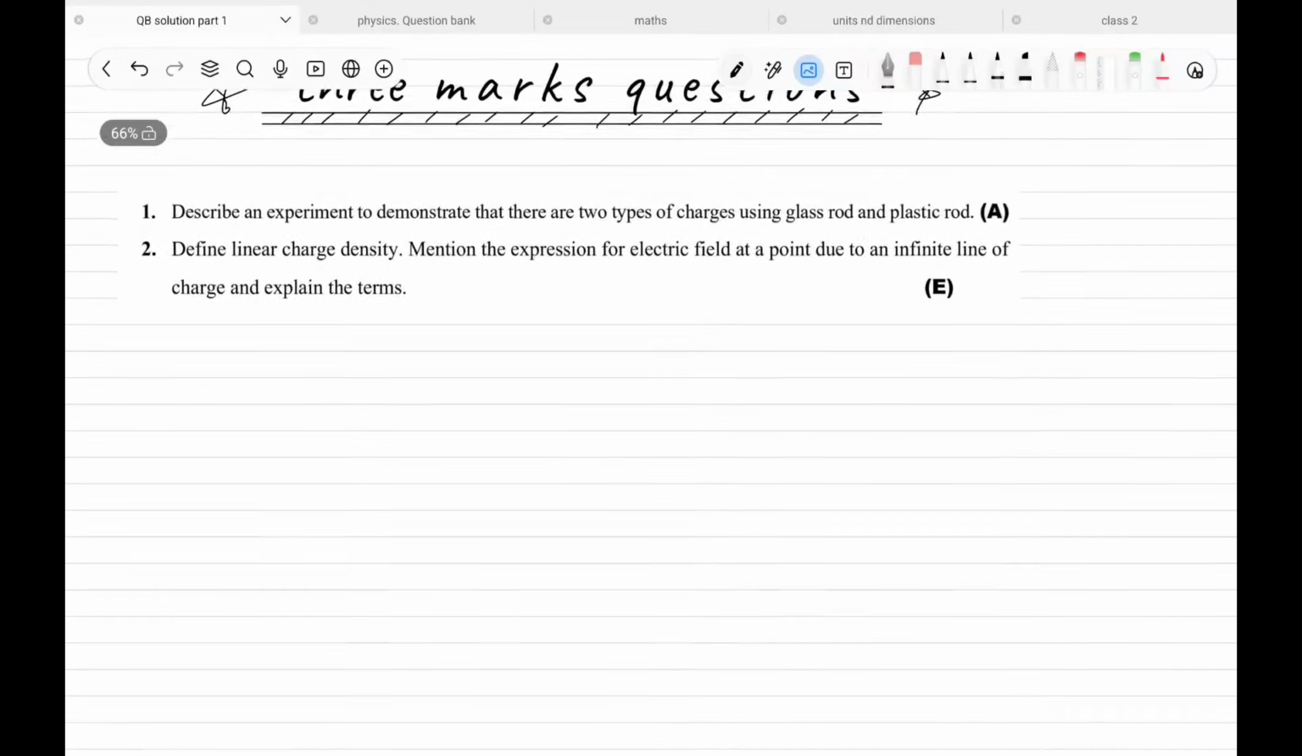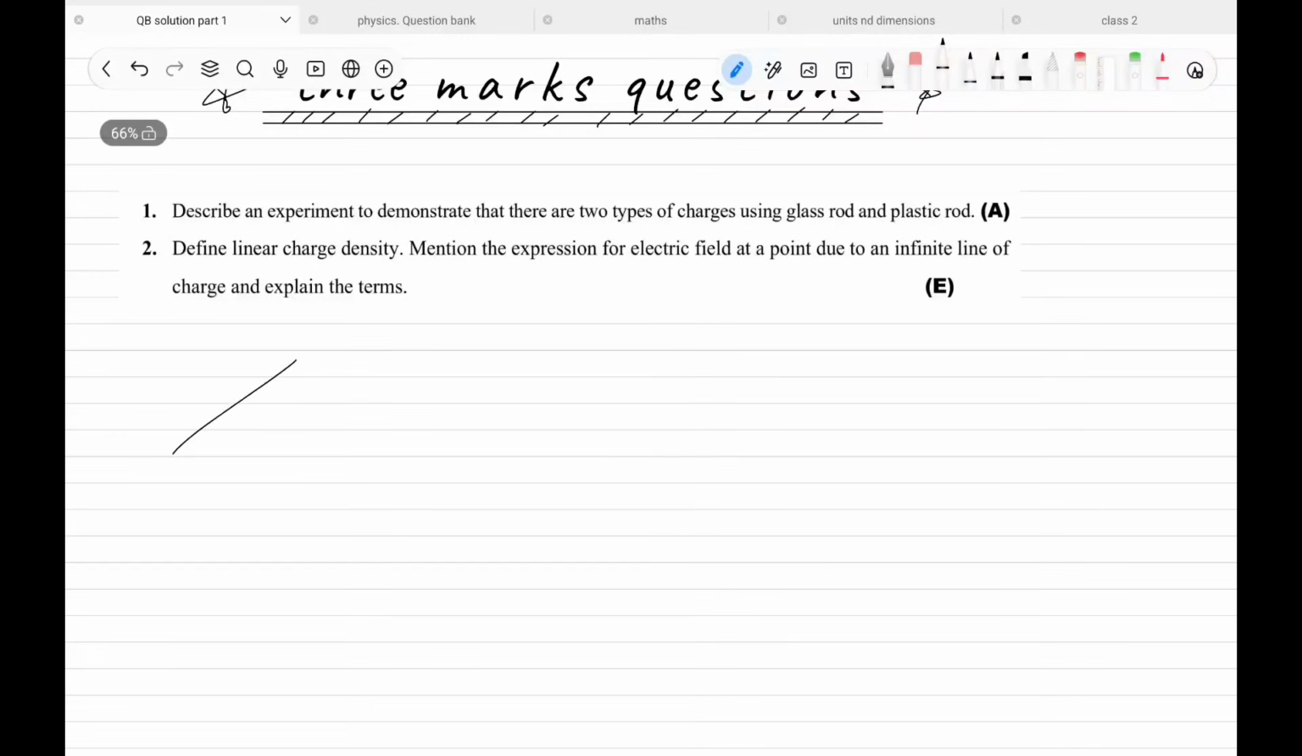Here we have a glass rod. I have taken the glass rod. Glass rod rubbed with silk cloth. When the glass rod is rubbed with the silk cloth, the glass rod acquires the positive charge and the silk cloth acquires the negative charge.